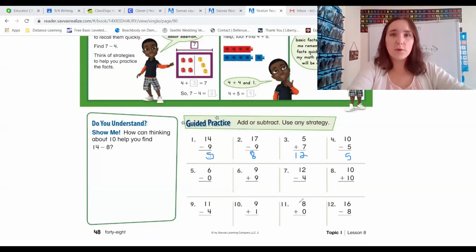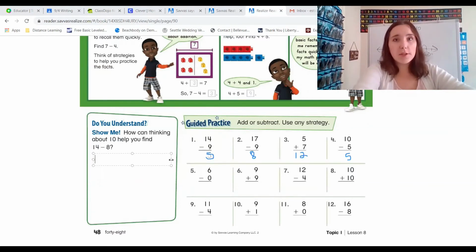Okay, let's look at the do you understand problem. It says, how can thinking about 10 help you find 14 minus 8? So I want you to pause and do that problem by yourself and then come back to me and we'll check your answer.